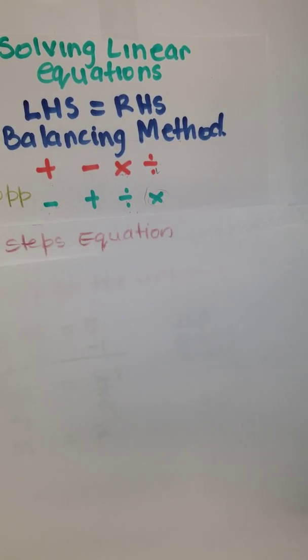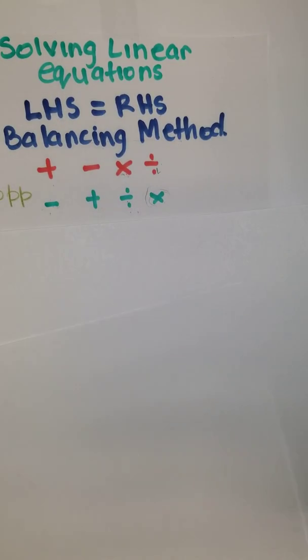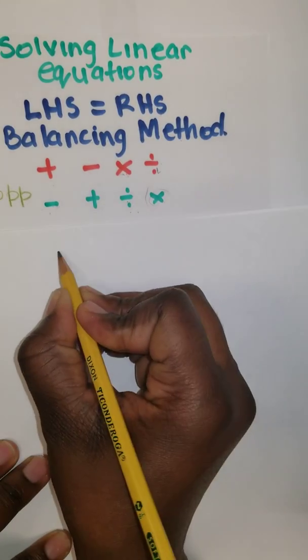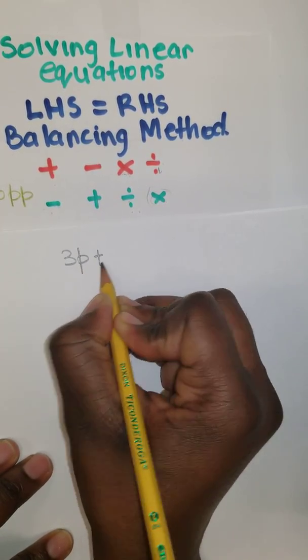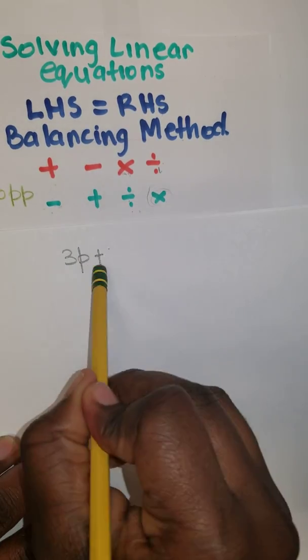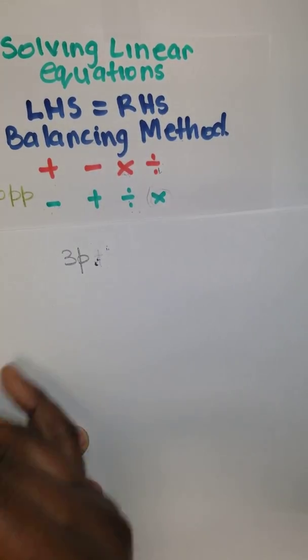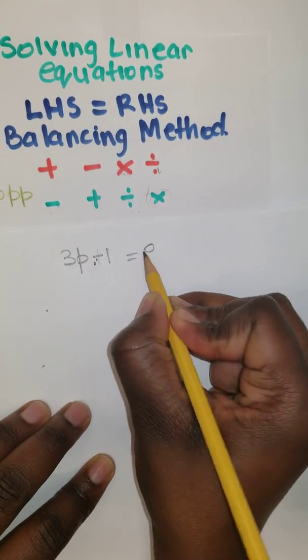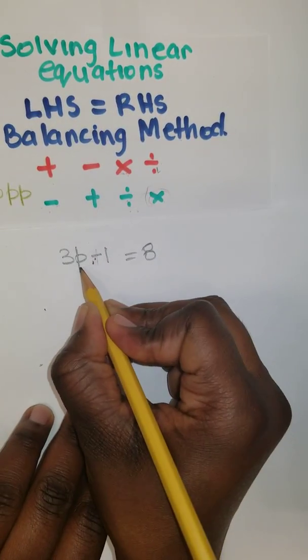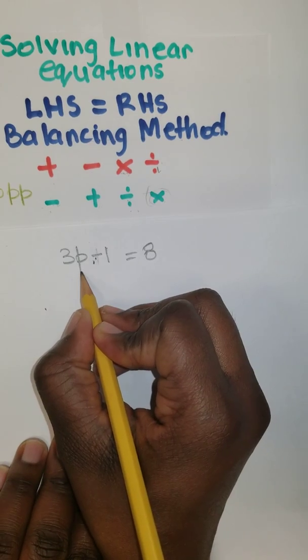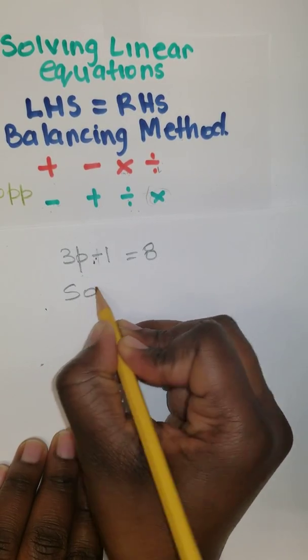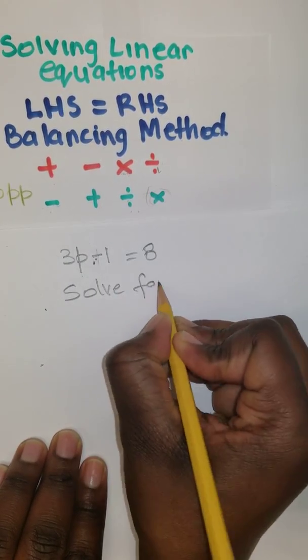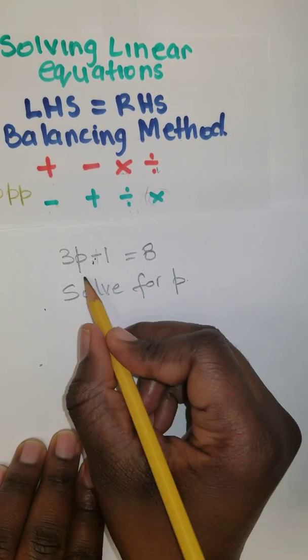Let's go for another one. Let me take out this paper. Let's go for another one. 3p subtract 1 is equal to 8. We need to solve for the unknown. So the unknown here, write it right here. Solve for p, and p is the unknown.